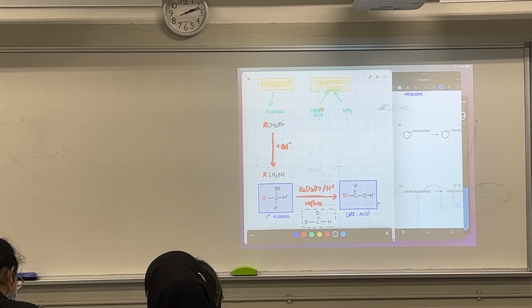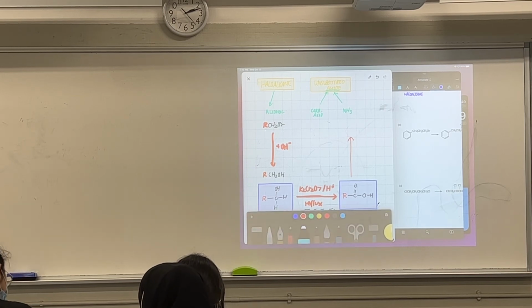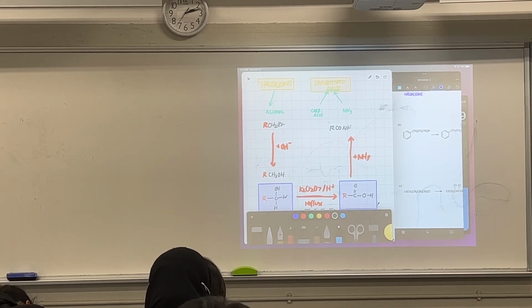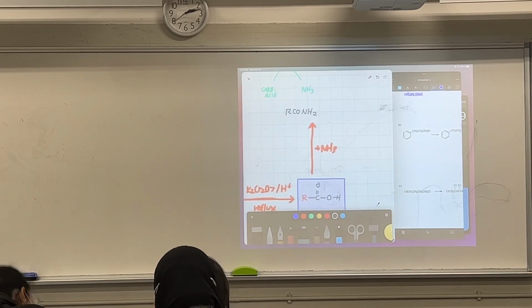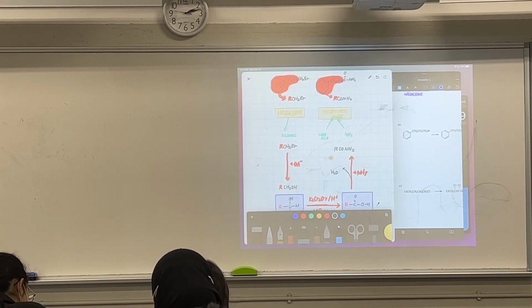What is left? Once you get the carboxylic acid, what do you need to form an amide? Ammonia, right? So we add ammonia. And finally you'll get the amide. Okay, so you have the product, and in the process you remove an H2O. So that's how you go from here to there.